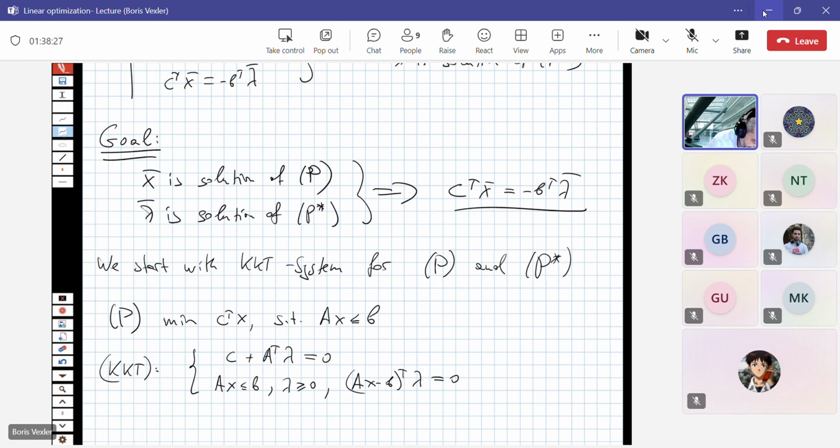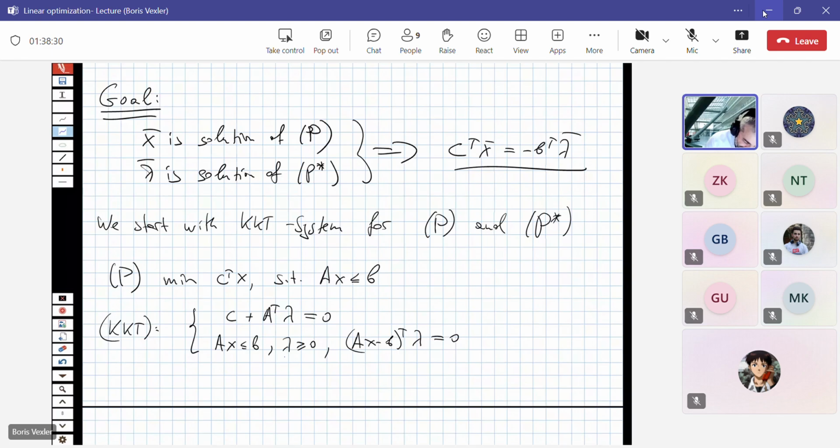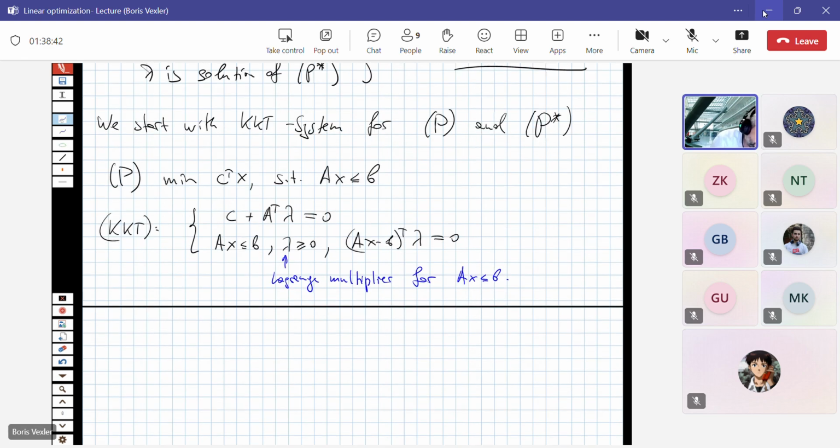And this lambda is what? Lagrange multiplier for our inequality constraints. Okay, good. This was the problem P. Now, how does it look for P star? What is P star? P star is the dual problem. It was the problem of maximization of minus b transposed lambda, A transposed lambda equal to minus c, and lambda larger equal than 0.